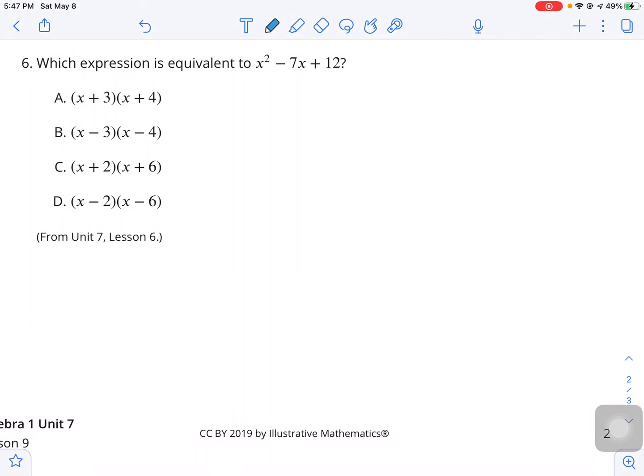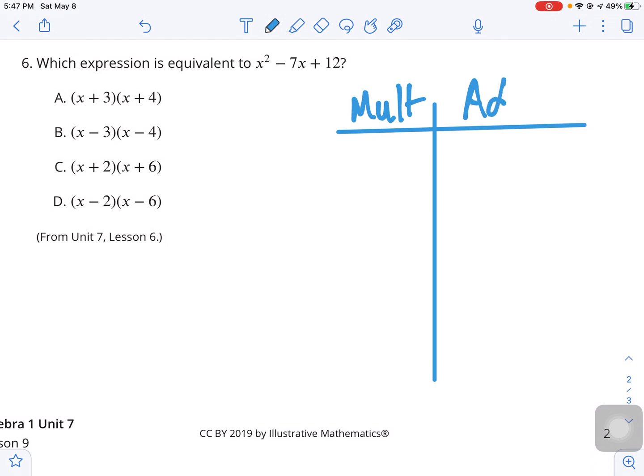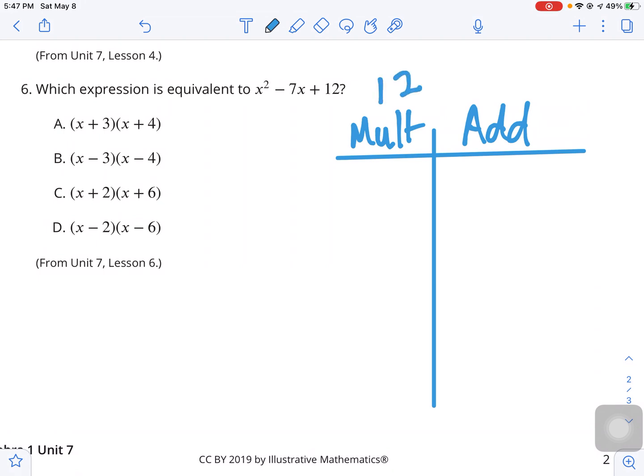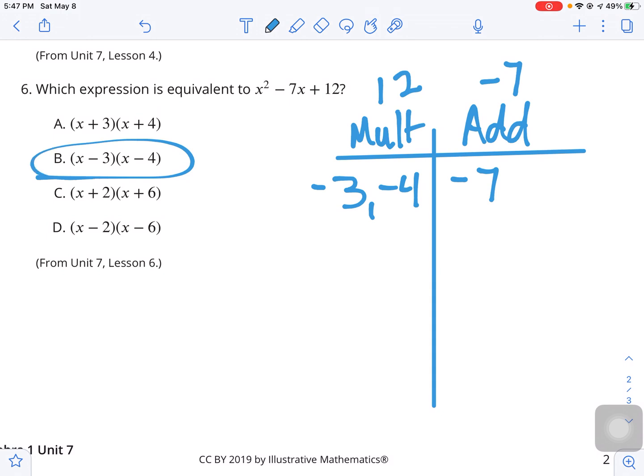Number 6, which expression is equivalent to x squared minus 7x plus 12? So we're going to factor this, and we don't have to solve it, just factor it. So we want to multiply on this side and add over here. So we're going to multiply to get positive 12, and when we add, we're going to get negative 7. I'm going to go with the 3 and 4 here. It looks like negative 3 times negative 4 would give me a positive 12 when I multiply, and then when I add, I'd get negative 7. So I'm going to choose that one.